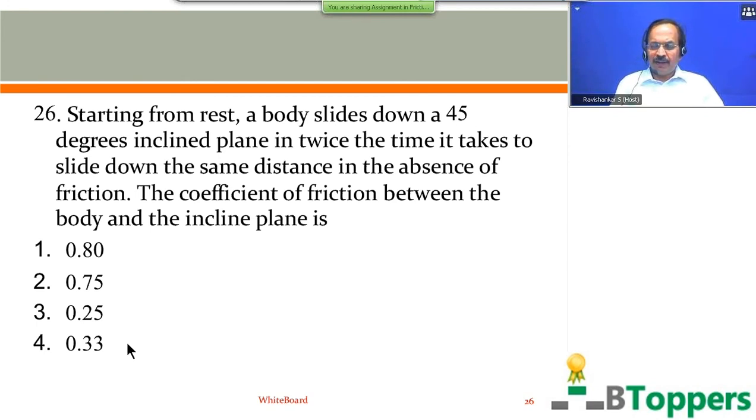This problem comes under one of the special cases I have discussed for motion down the inclined plane. A similar question was given even in one of the previous EAMCET examination papers. You are shown four options on the screen. First option 0.8, second option 0.75, third option 0.25, fourth option 0.33. Come on, try the question.